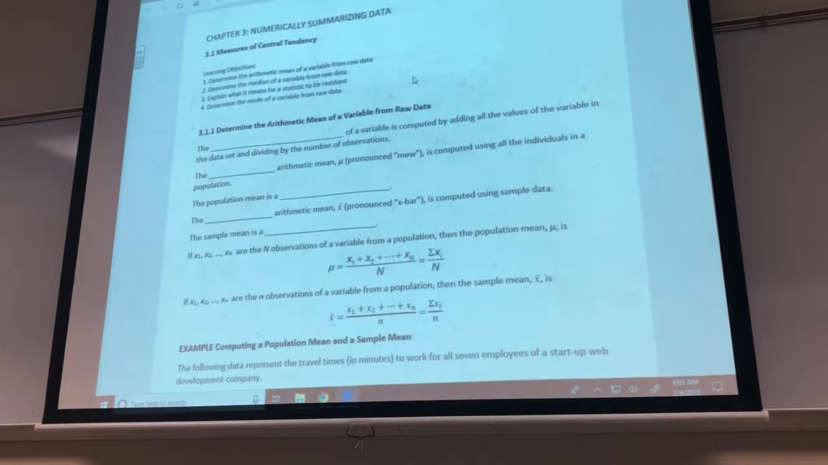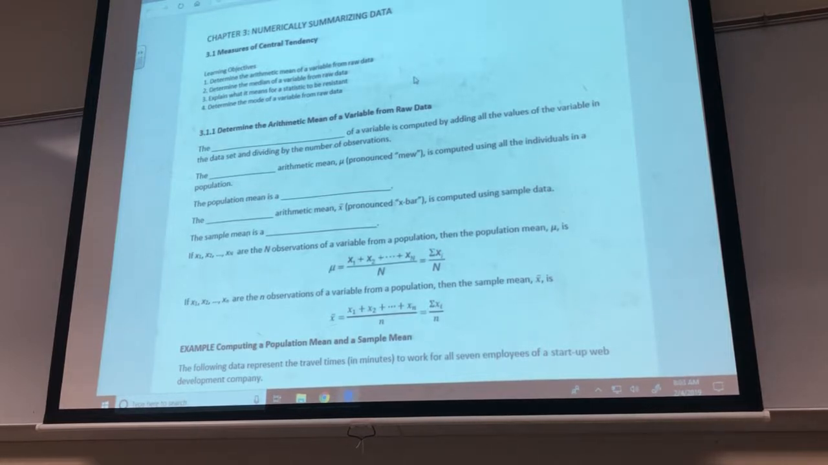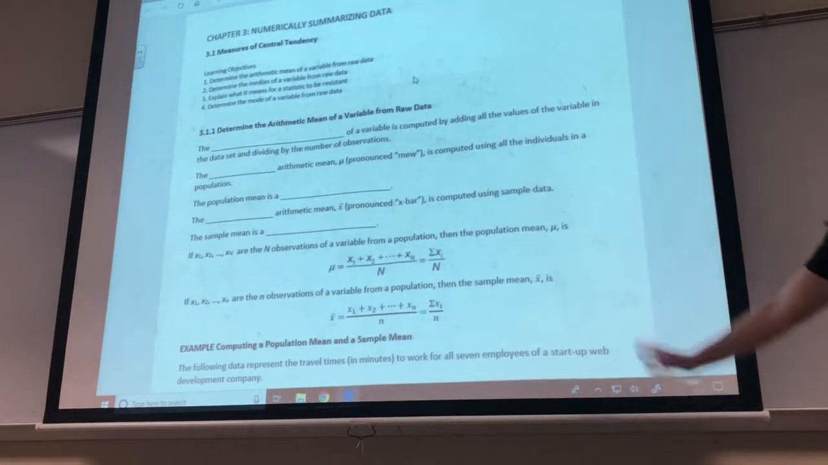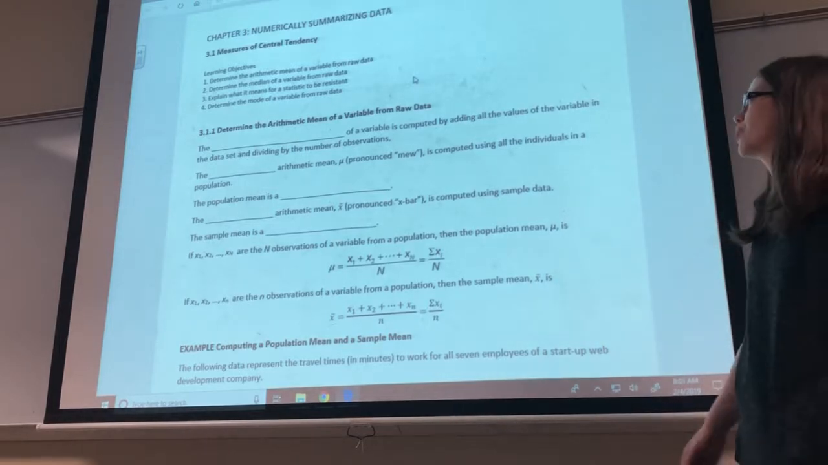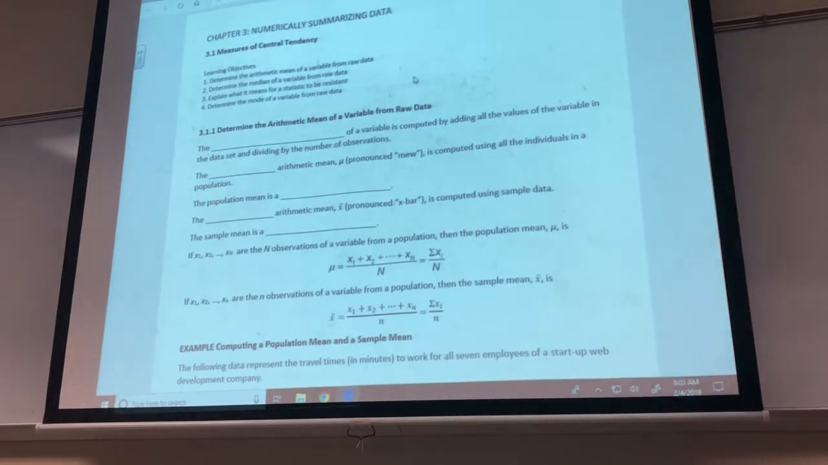So Chapter 3, now we're going to summarize data numerically rather than graphically. So we're going to go through and talk about how to calculate a summary for each of these. The first one in 3.1 is measures of central tendency. Where's the middle of our data set going to be? And this is only going to be used for quantitative data mostly. So usually with measures of central tendency, those are our 3 M's, the mean, the median, and the mode.